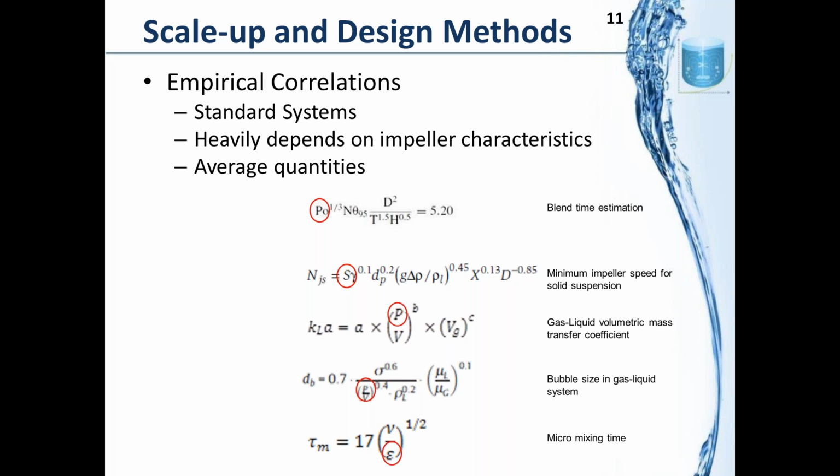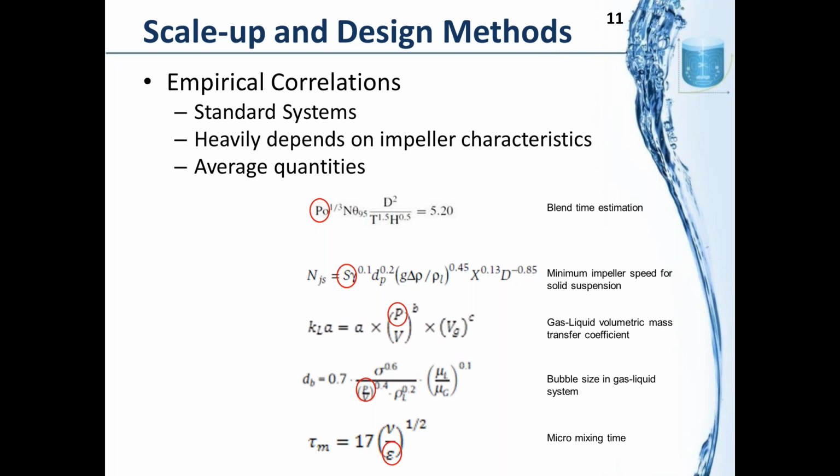power number and flow number data for the impeller is available in standard conditions, standard systems, and typically only available in the turbulent regime. And then these correlations will give us average quantities, in terms of what the average velocity is or what the blend time is. It will not tell us an in-depth analysis of what is happening in the tank.